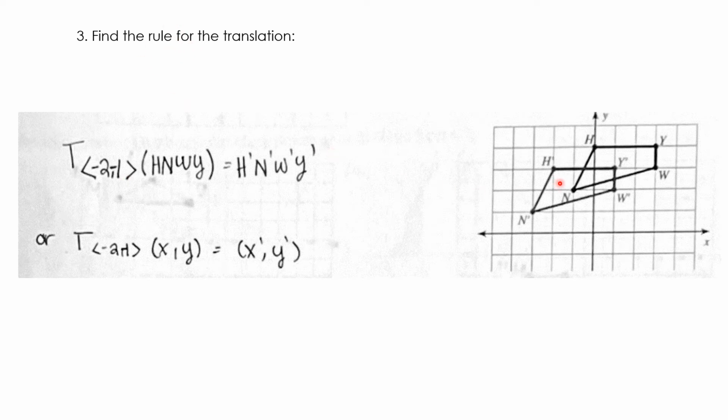What I notice a lot of the times when I do this, when people aren't paying attention, is they want to just go from left to right. So sometimes people will have +2, +1. If you don't have those negatives, I'm guessing that you went from the image to the pre-image rather than going from the pre-image to the image. So just pay attention to that.